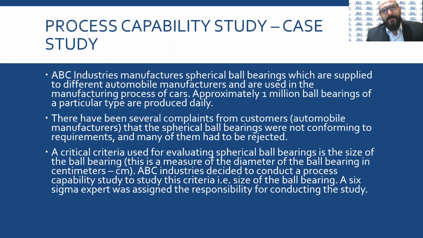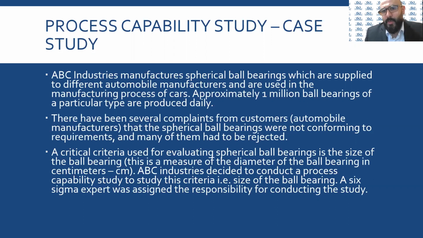ABC Industries manufactures spherical ball bearings, which are supplied to different automobile manufacturers and are used in the manufacturing process of cars. Approximately 1 million ball bearings of a particular type are produced daily. There have been several complaints from customers, automobile manufacturers. These are their customers.